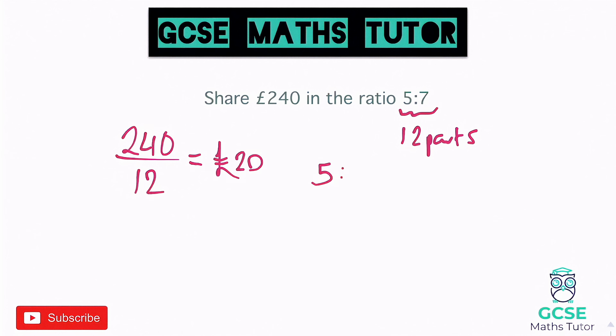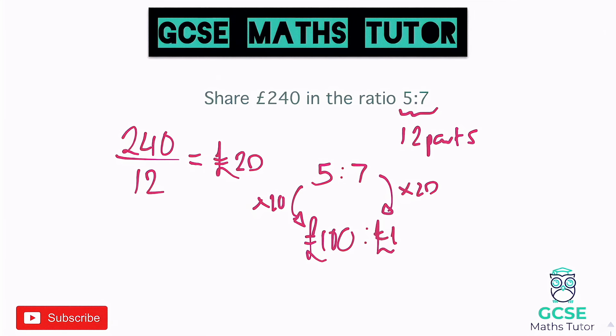Now there was 5 parts and 7 parts, so those 5 parts are going to be 5 lots of 20, which would be £100, and the other part there was 7 parts, and that times 20 would give us £140. So splitting it in the ratio 5 to 7 gives us 100 to 140.